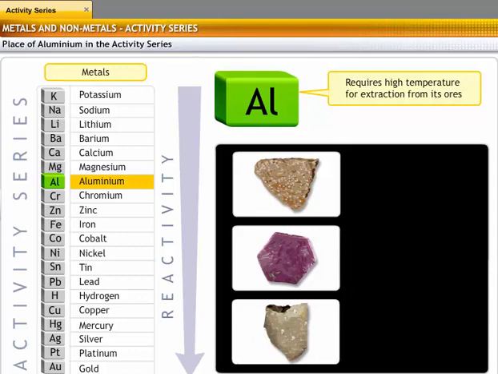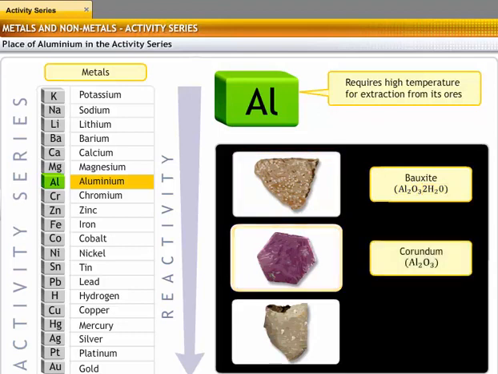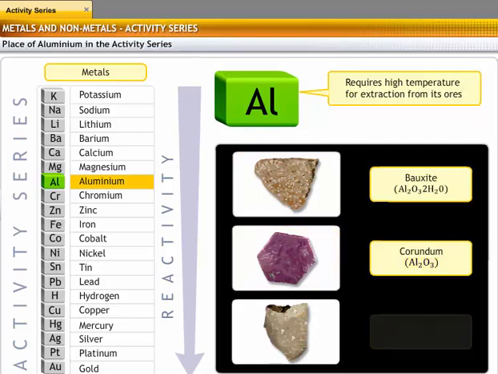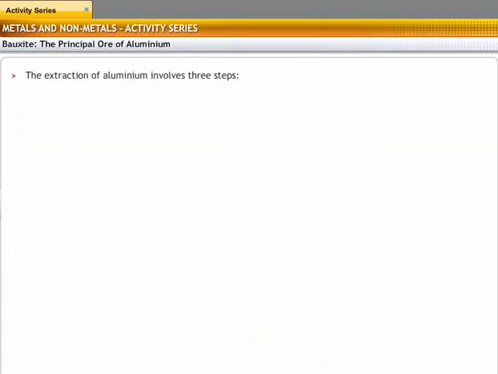Important ores of aluminium are bauxite, represented by the formula Al2O3·2H2O, corundum, represented by the formula Al2O3, and cryolite with the formula Na3AlF6. Bauxite is the principal ore of aluminium.